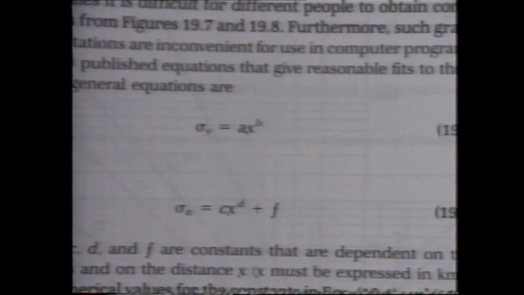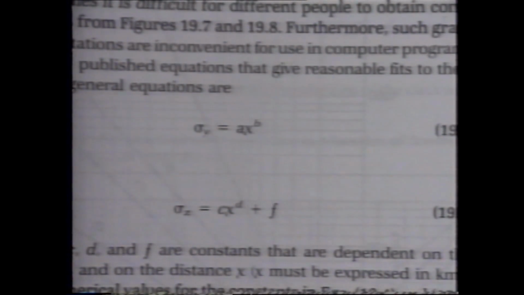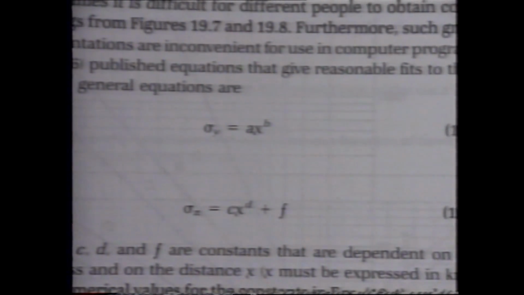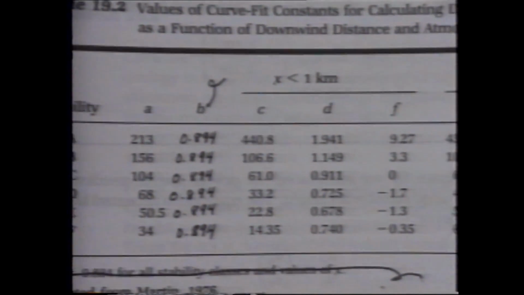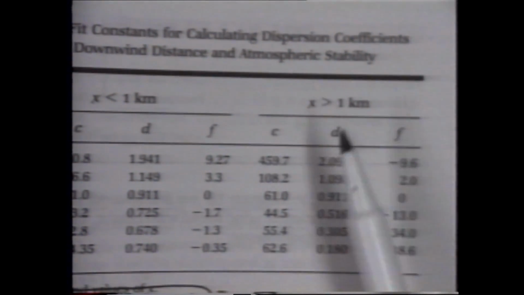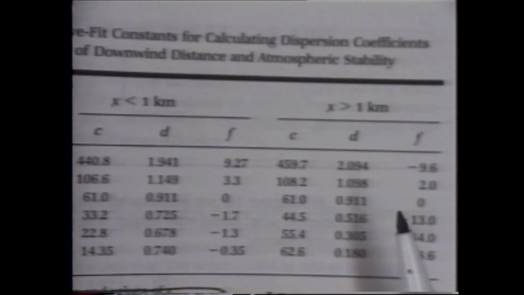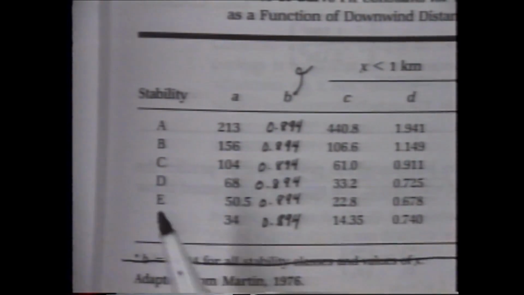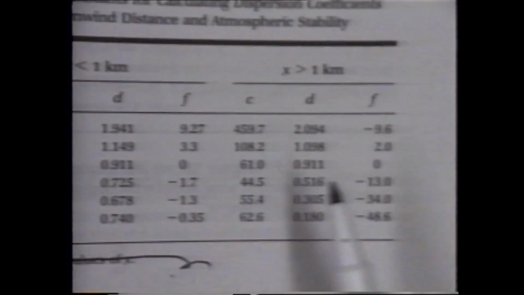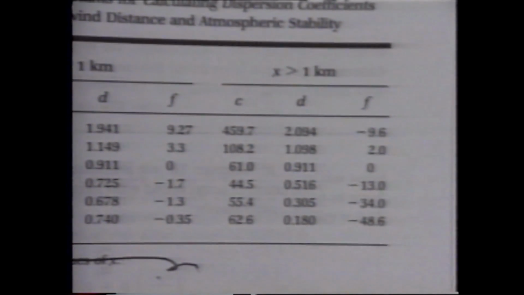Or we can use the equation here with the curve fit equations, where sigma y is a function of x, and sigma z is a function of x, and the values of those curve fit constants are given over here in this table. And since x is greater than 1 kilometer, we have to be sure to use these coefficients for C, D, and F. A and B for class D we would read across here, and then use C, D, and F for these coefficients here.